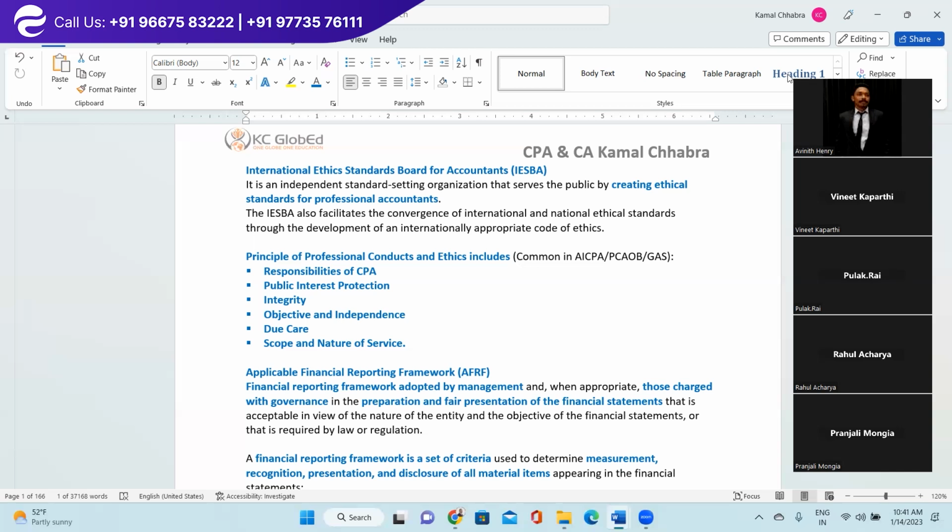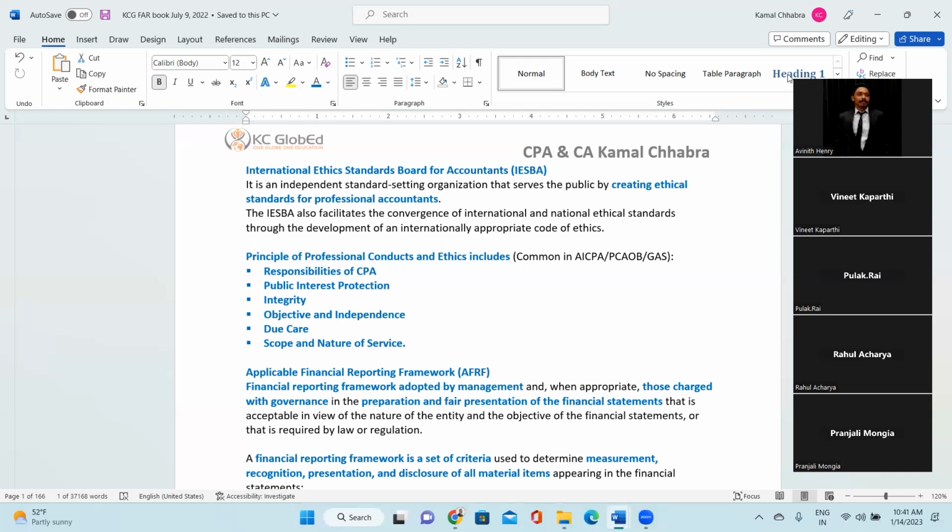So IESBA is a body that issues a code of conduct at an international level, and AICPA collaborates with them to enhance the quality of its code of conduct and code of ethics to make it a global standard. There might be certain differences, like between IFRS and US GAAP, but they are trying to best align. Same way, there might be certain differences between the IESBA code and the AICPA code, but both are trying their best to align to the extent possible, right? The next would be principles of professional conduct and ethics.